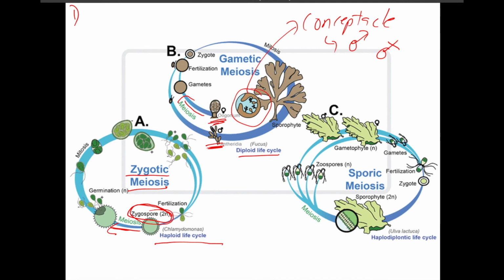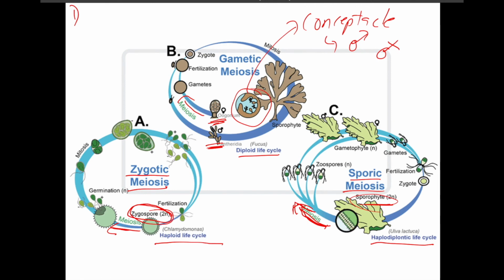Okay, now for the sporic meiosis in the haplodiplontic life cycle naman, that's why it's called sporic meiosis, because the meiosis takes place, no? The meiosis happens at the sporophyte generation. That's why it's sporic meiosis, because meiosis happens right here, right after the formation of your sporophyte, no? In the sporophyte generation itself, actually.